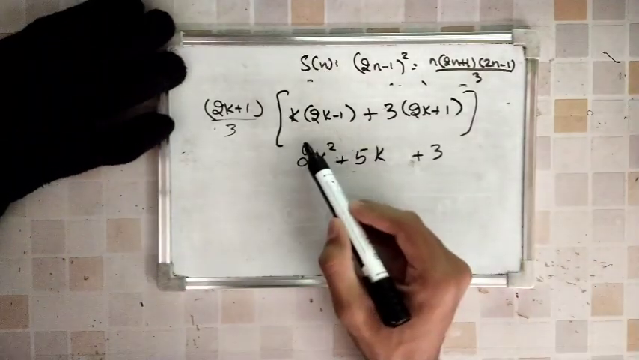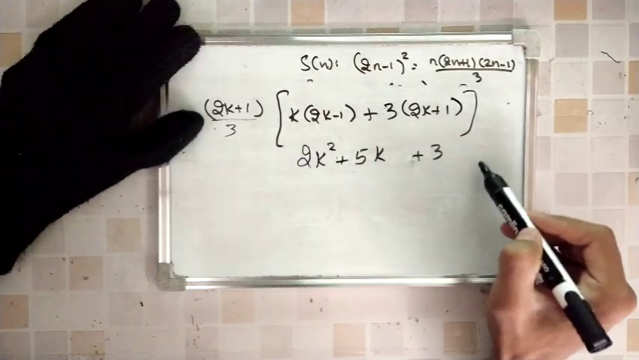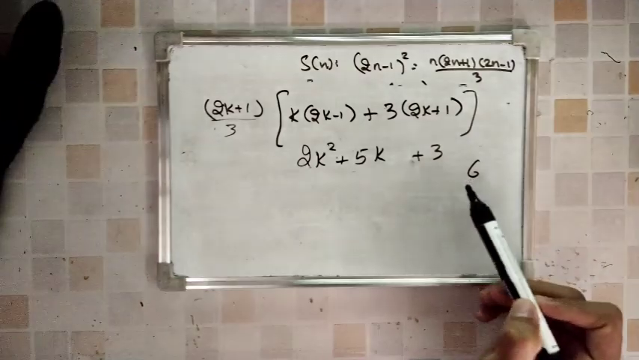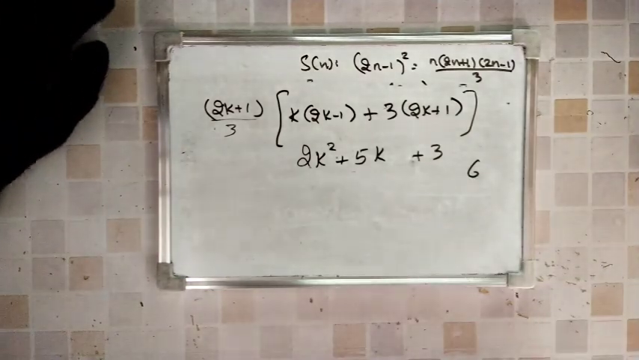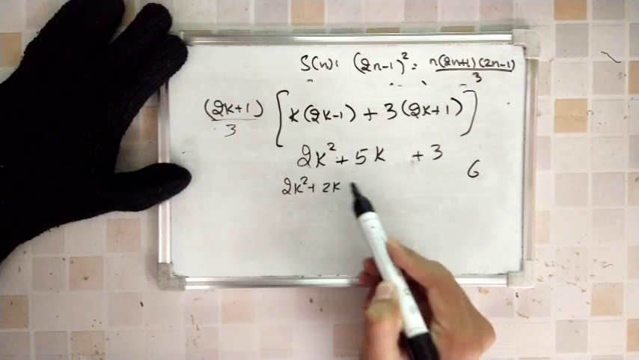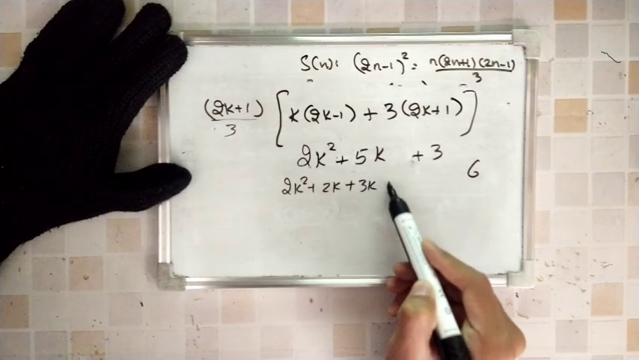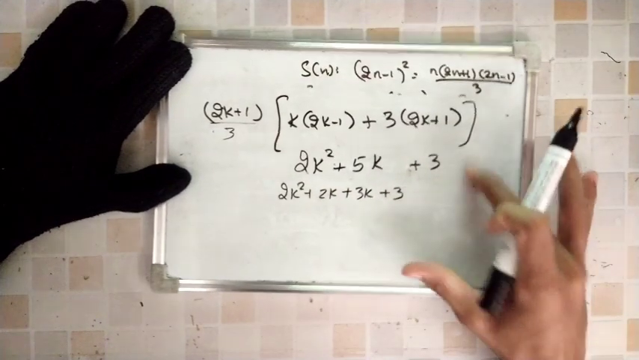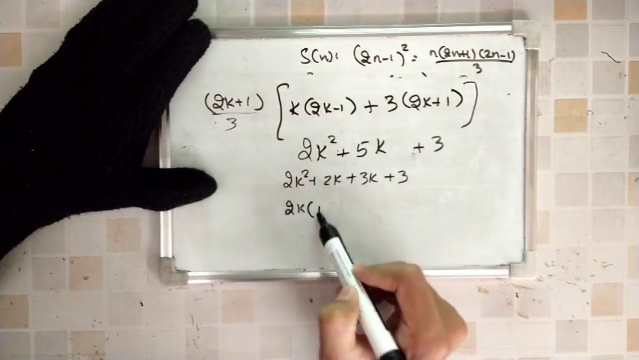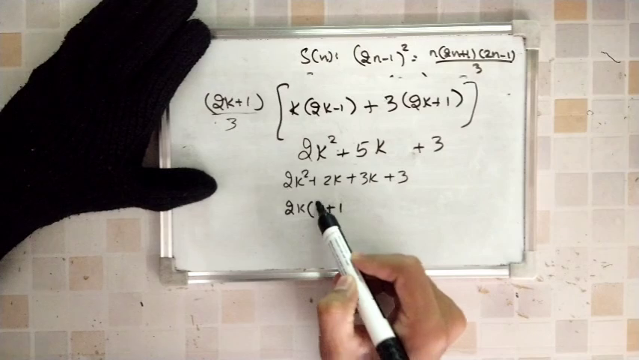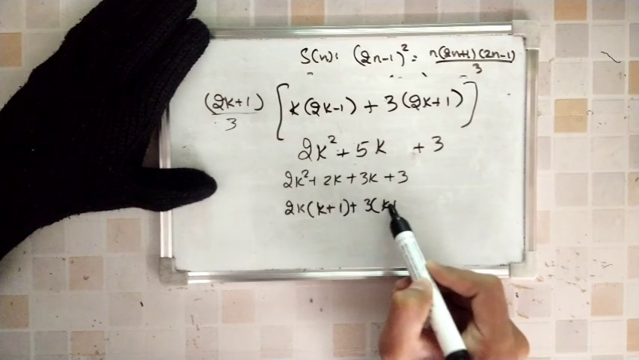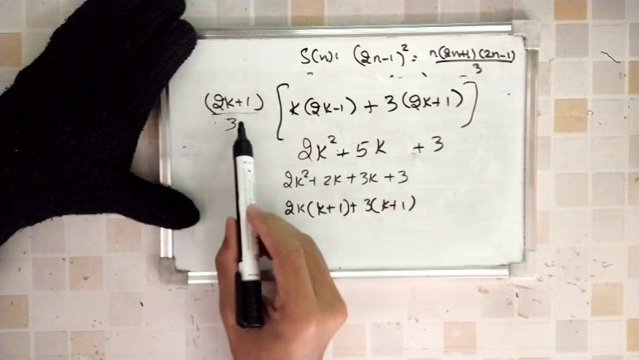Now I have to simplify this. As you see, this 2 is here, so I will multiply 2 times 3 is 6. So by adding it should be 5, by multiplying it should be 6. So how can you do that? That is nothing but 2k square as it is, plus 2k plus 3k plus 3. Then I will take 2k common. What is remaining? k plus 1. I will take 3 common here. I will have k plus 1.